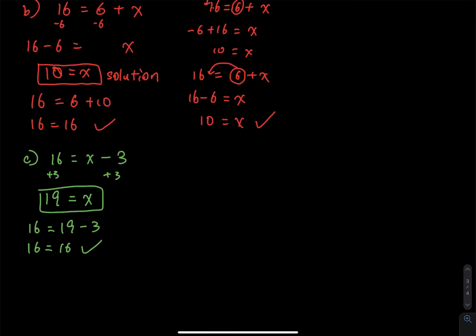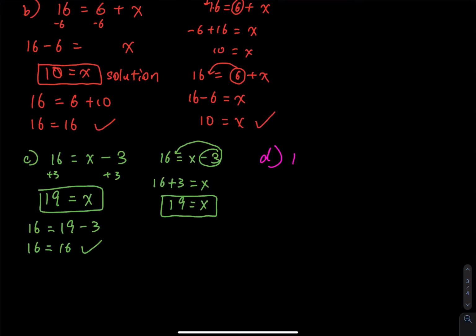And then the other way to do it, 16 equals x minus 3, right? So this is a minus, move that across to the left, change the minus to a plus. 16 plus 3 equals x, so 19 equals x. Again, I prefer to use this way because I have been using this since the first day I learned linear equations. And then d, we have 16 equals 9 minus x. All right, 16 equals 9 minus x.